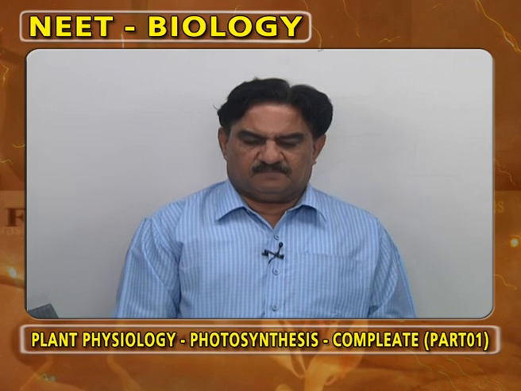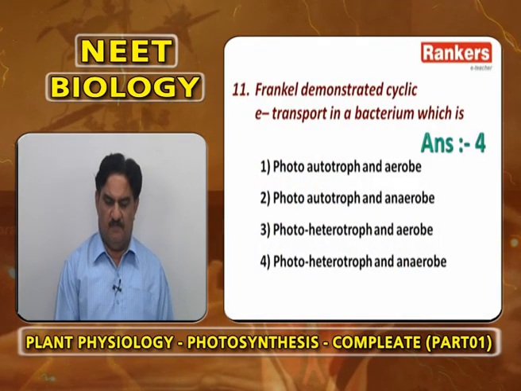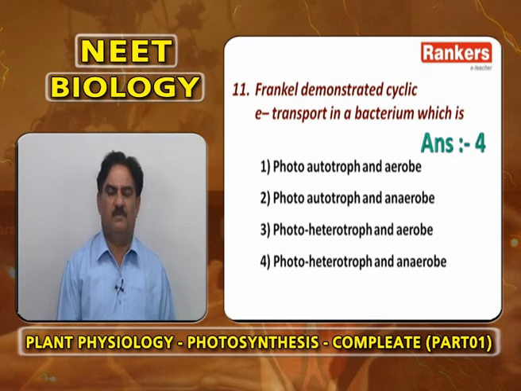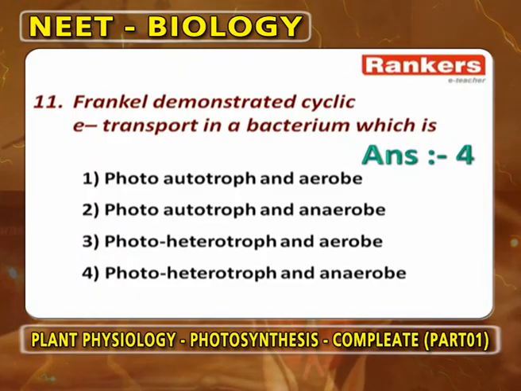Photoautotroph and aerobe is wrong. Photoheterotroph and anaerobe is wrong. Photoautotroph and anaerobe is wrong. Photoheterotroph and aerobe is wrong. Photoheterotroph and anaerobic bacterium is correct. So the answer is 4.